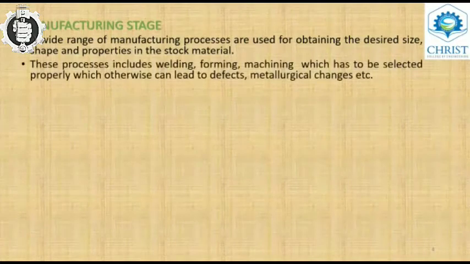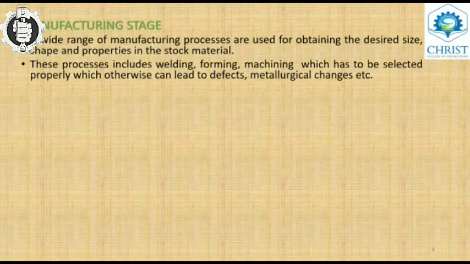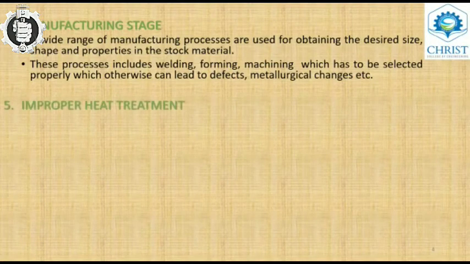Okay. So next is the manufacturing stage failures. A wide range of manufacturing processes are used for obtaining the desired size, shape and properties in the stock material. These processes include welding, forming, machining, etc., which have to be selected properly, otherwise they can lead to defects, metallurgical changes, etc. So for different applications we choose different types of process. Okay. Next is improper heat treatment.